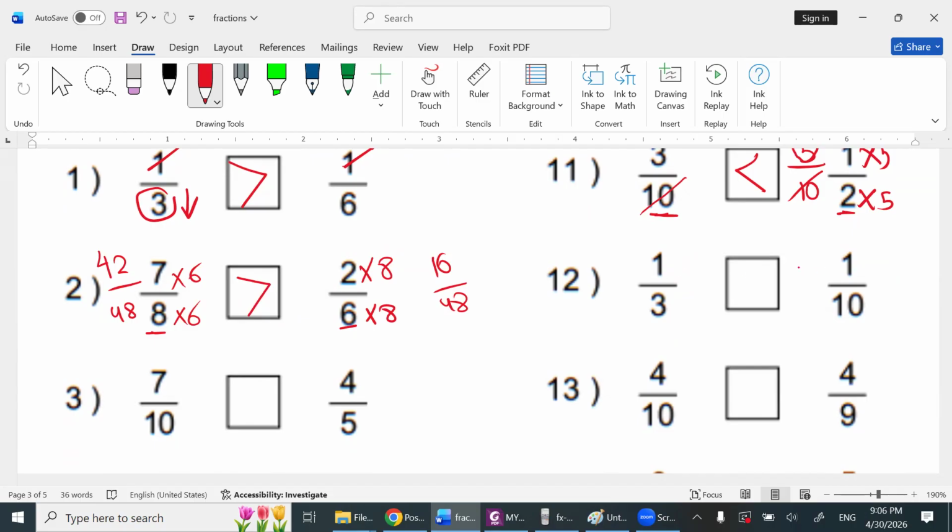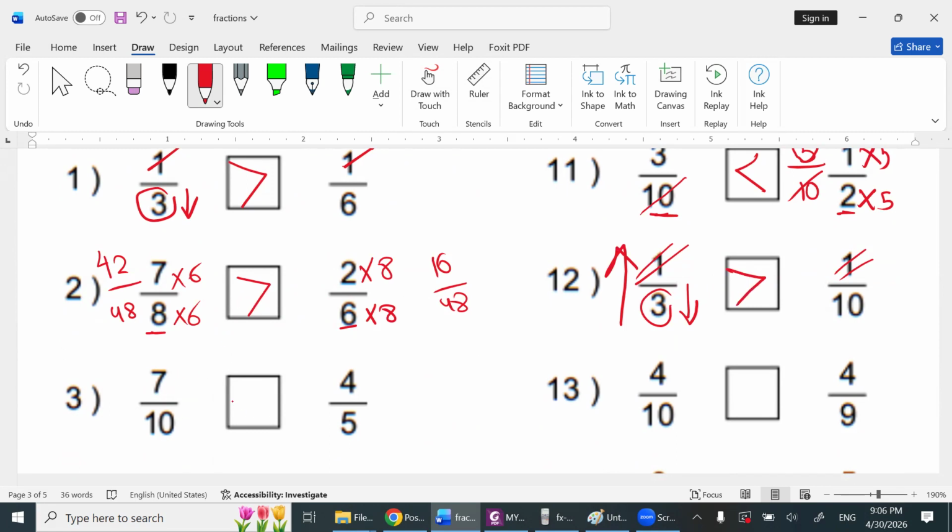1 over 3 and 1 over 10, which fraction is greater? Once you have the same numerator, as we said before, look at the smaller denominator. The smaller denominator means the bigger fraction. So 1 over 3 is greater than 1 over 10.